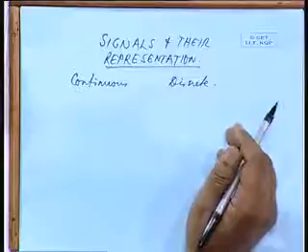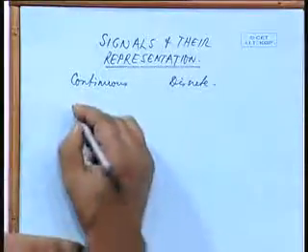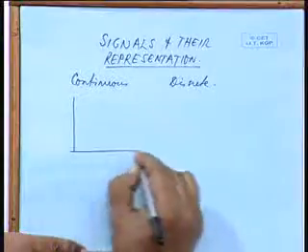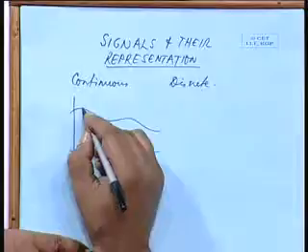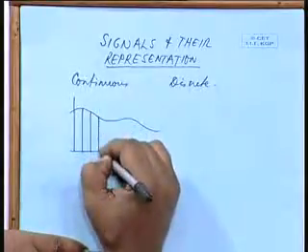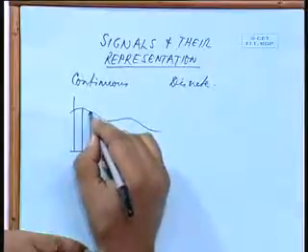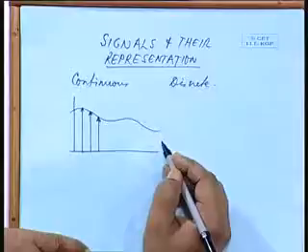Signals. The discrete signals are, say this is a continuous signal, and if we take at regular intervals the values recorded, this will be the discretized version.